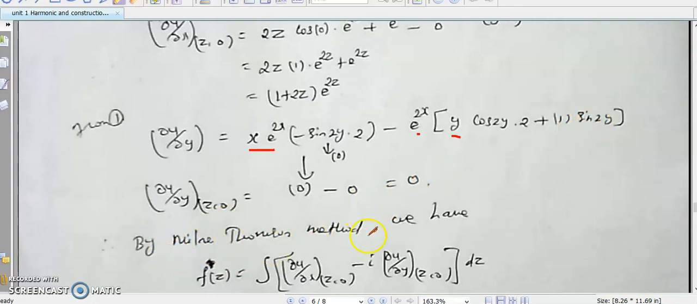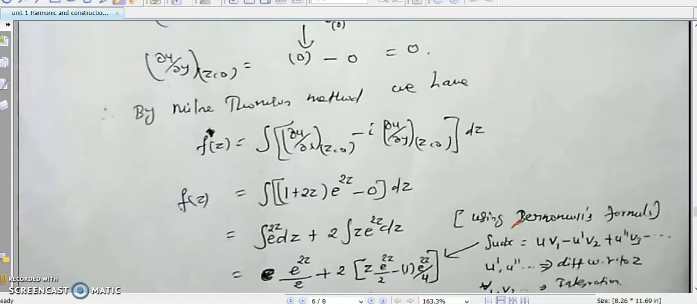Therefore, by Milne-Thomson method, we have for the real part f of z equal to integration of dou u by dou x at the point z comma 0 minus i into dou u by dou y at the point z comma 0, into dz. Therefore, f of z equal to, we replace the values here. Next, we can split this into two integrations. One is e power 2z into dz plus 2 times integration of z into e power 2z dz.